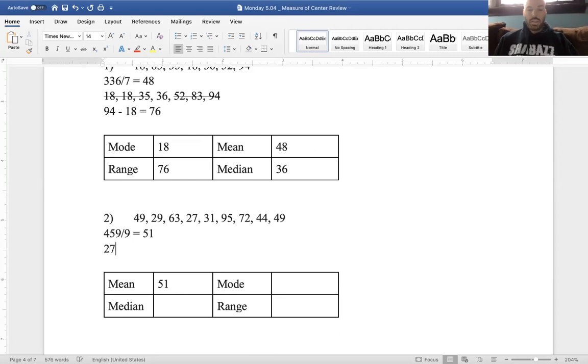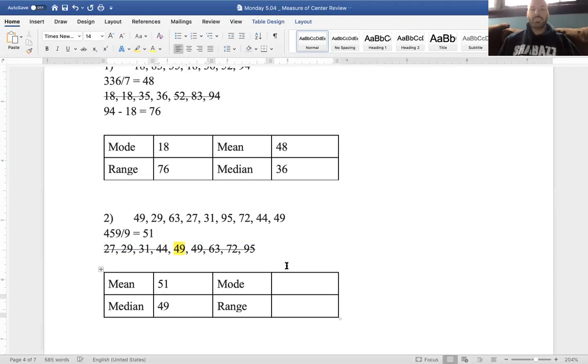Put them in order: 27, 29, 31, 44, 49, 49, 63, 72, 95. Okay. 1, 2, 3, 4, 5, 6, 7, 8, 9. That means if I cross 4 off from this side and 4 off from this side, that leaves me a middle number of 49. So my median is 49.